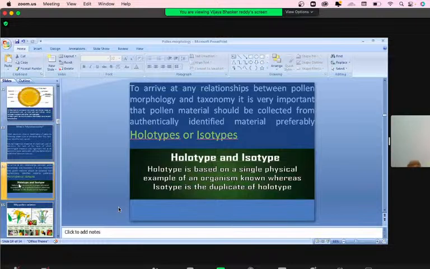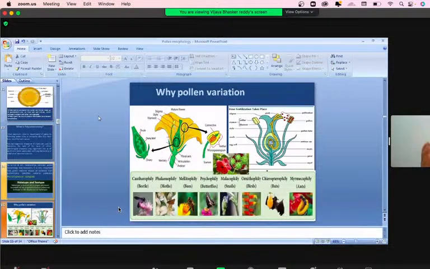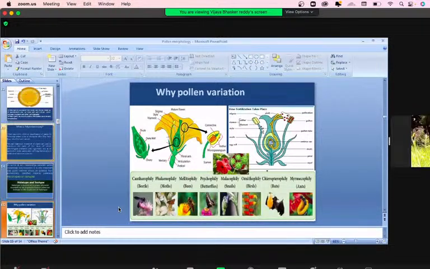You are taking the pollen from the authenticated specimen, and you can go for acetolysis and you can identify the plants. So why do you find such a variation in plants? See, these pollen morphological variations are always because, for example, can you see the slide here? The pollen variation slide. Can you see here? Yes, sir.